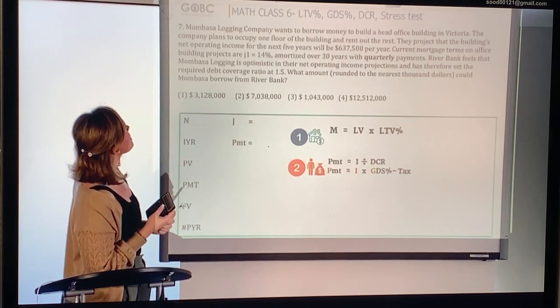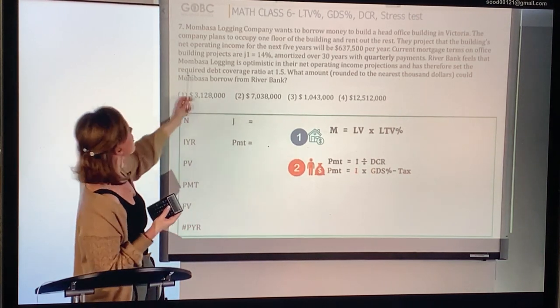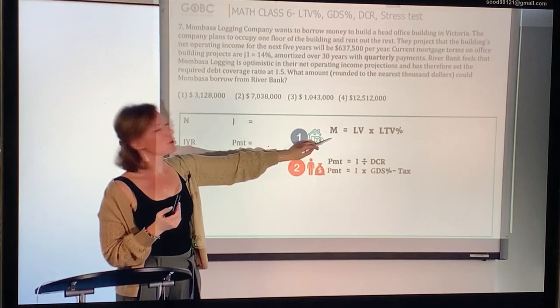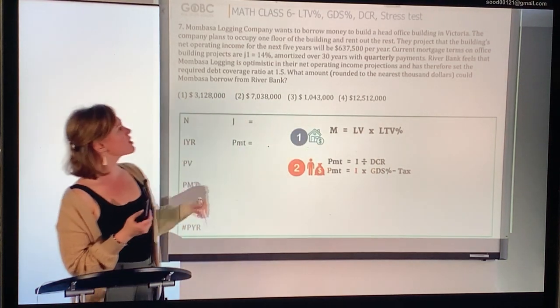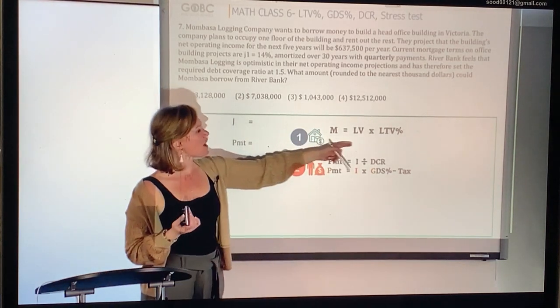And then he feels that this Mombasa loan is optimistic in its net operating income, and it has therefore set a required debt coverage ratio of 1.5. Oh my gosh, there's so much information. Keep it simple. My first question is, do you have anything to do with the loan to value ratio in this question? If you scan it through, do you see anything like 70, 65, 80%? Nothing. I don't see the loan to value ratio.